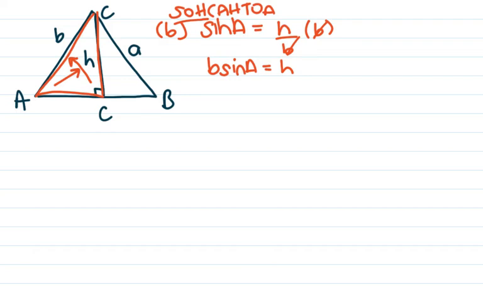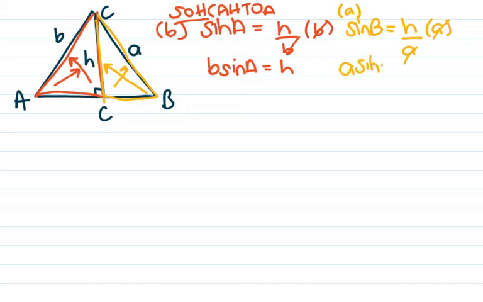I'm going to do the same thing for angle B, looking at this triangle here. Sine B equals, again, opposite over hypotenuse. The side length that's opposite B is h, the height, and the hypotenuse is a, which is opposite the 90-degree angle. In order to get h by itself, I'll need to multiply both sides by a. This side will cancel out, and now I have an expression for h, which is a sine B equals h.